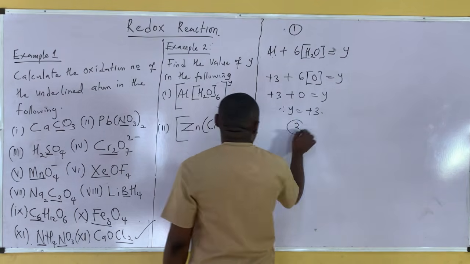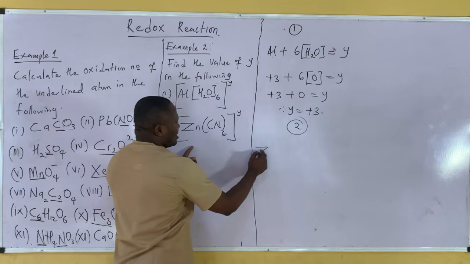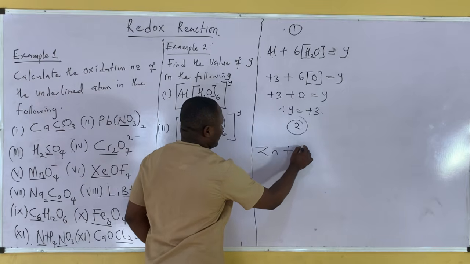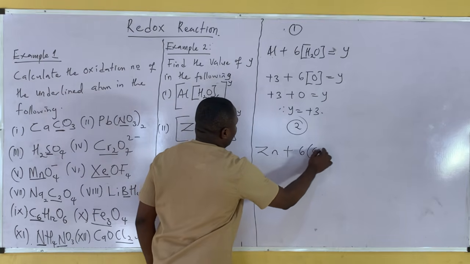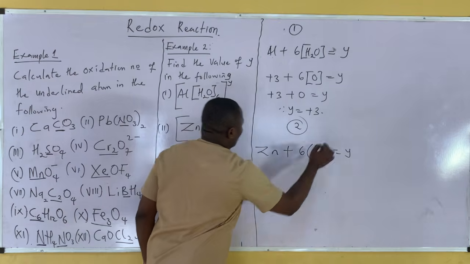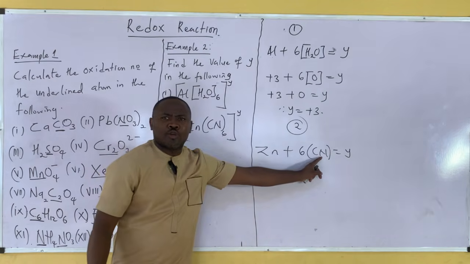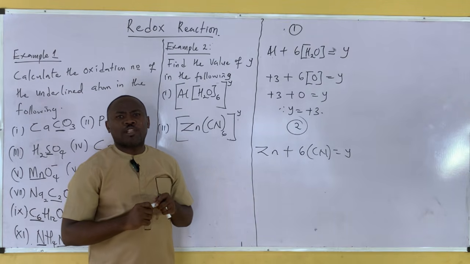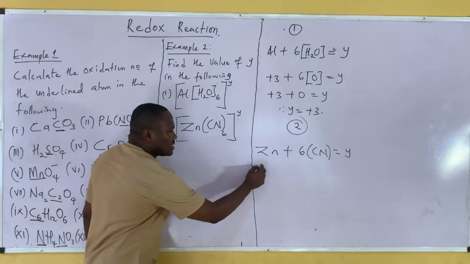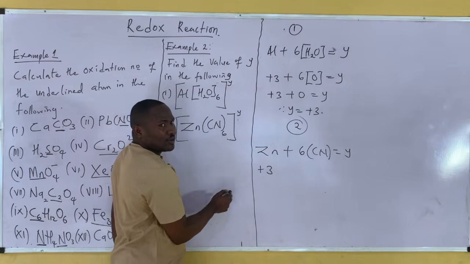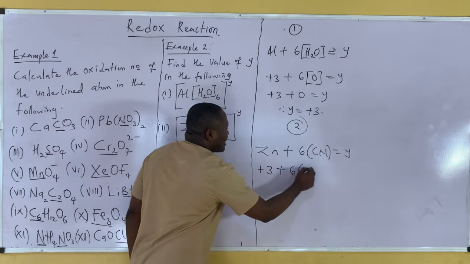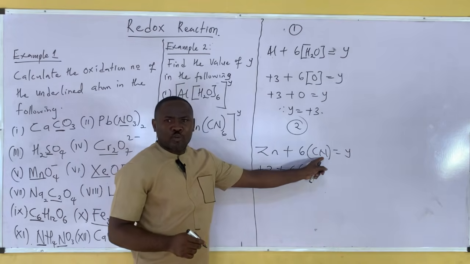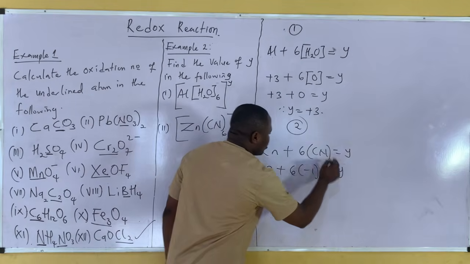Example 2. To check this, now this is zinc plus this is cyanide. The cyanide, you have it as 6 bracket CN. Everything is equal to y. Now, will this be 0? No. Cyanide is not a compound, it's a ligand, a highly electronegative ligand. So it is now plus 3, that's for zinc, plus 6 bracket minus 1. The oxidation number of cyanide is minus 1. This is not a compound. So we say it's equal to y.